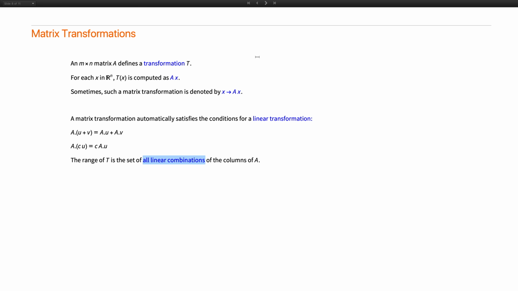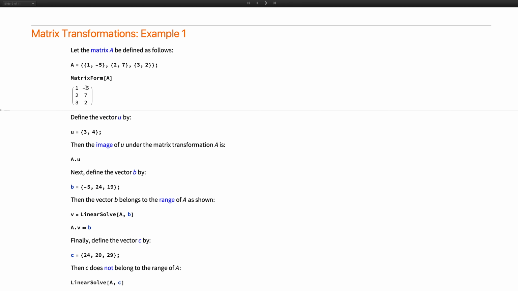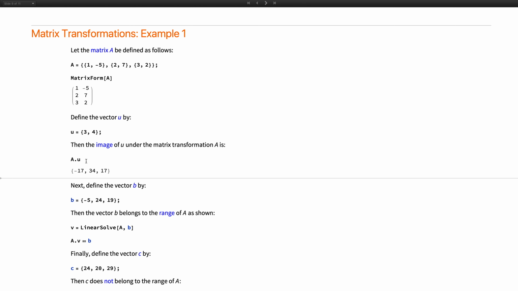Okay, so as an example of a matrix transformation, here's a matrix A, and that's a matrix form. It's got 3 rows and 2 columns. So you take a 2 vector 3, 4, compute its image. You simply do A dot u, and of course you get back a 3 vector because there are 3 entries over here.